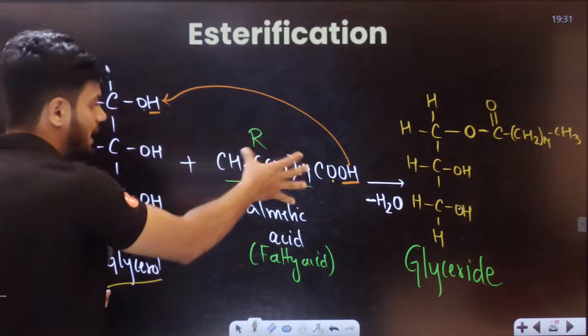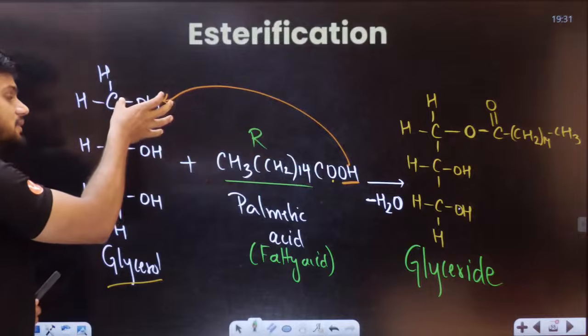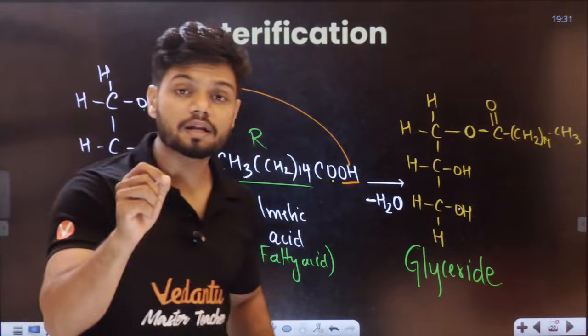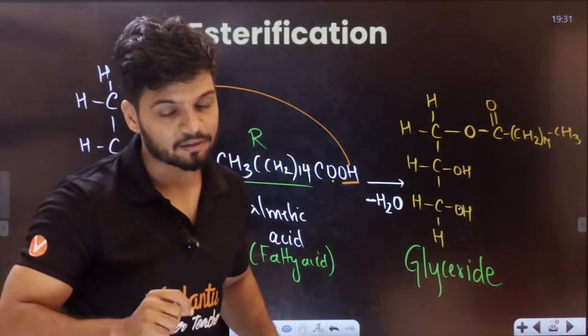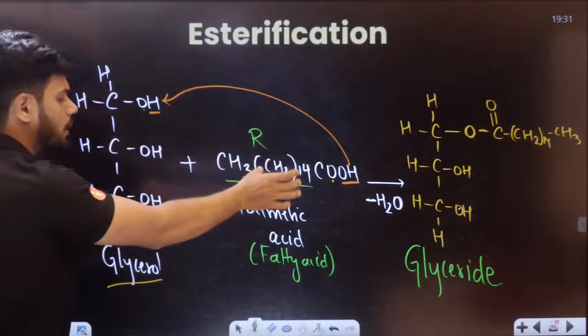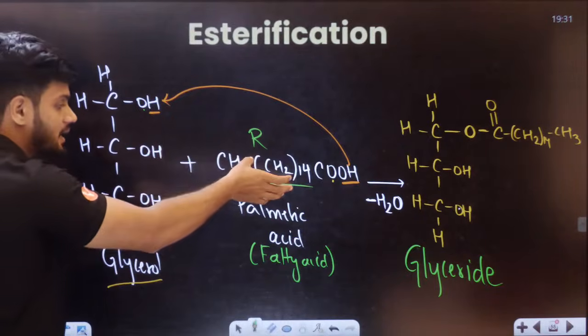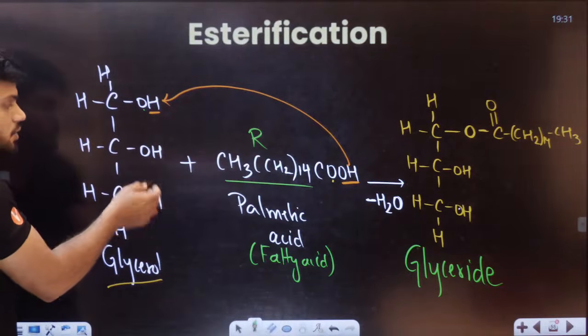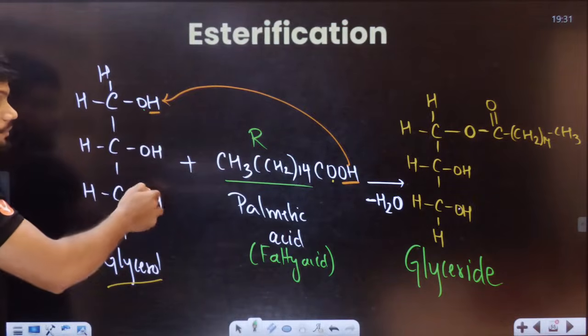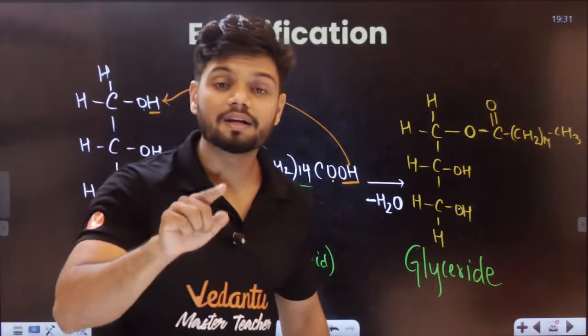Now let's say, students, here I add this. After adding this, I will add one more here. Then it is called a diglyceride. Now let's say I added one more fatty acid here, and let's say I add one more fatty acid here. So all three oxygens have a fatty acid next to them.